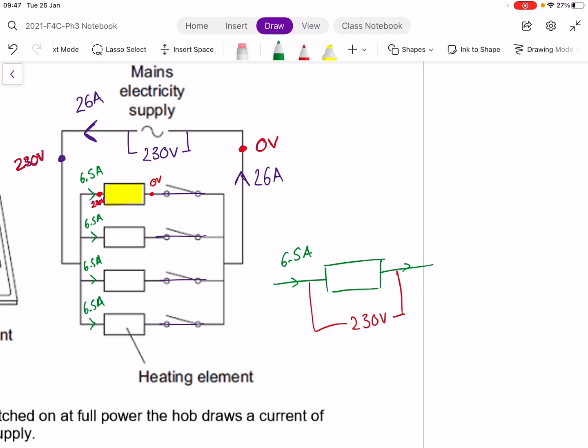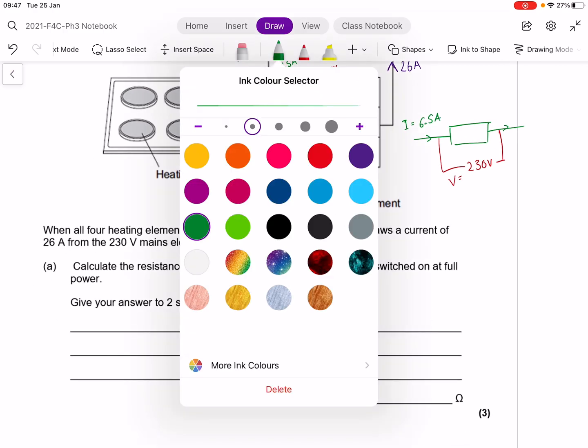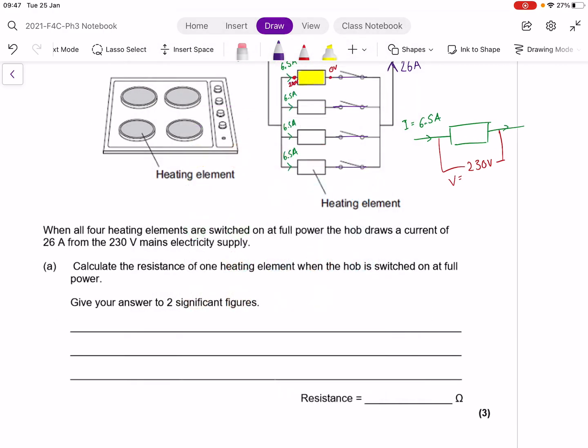Well, write down what we know. If I've got the current and I've got the voltage, I can get the resistance. So, let's solve. R equals V divided by I. So 230 divided by 6.5. I do need my calculator for this. 35.38 ohms. But check the question. It says give it to 2 significant figures. So the final answer is 35 ohms. Each one is 35 ohms.